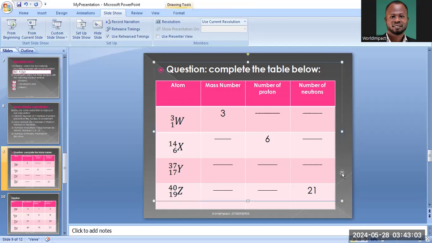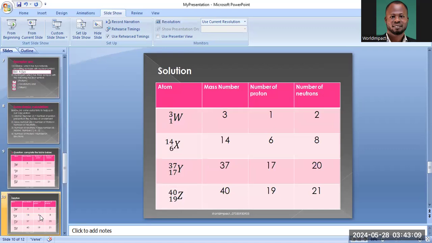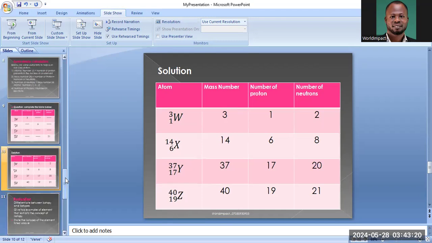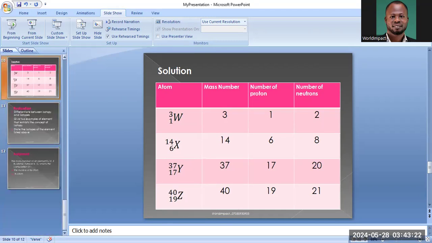Okay, these are exactly what we are thinking. So let's look at it here. Does it really match with your own? Oh, wonderful. That's good. So now that we have been able to do this, let's look at exactly what we need to take note of regarding the concept of isotopy and isotopes.